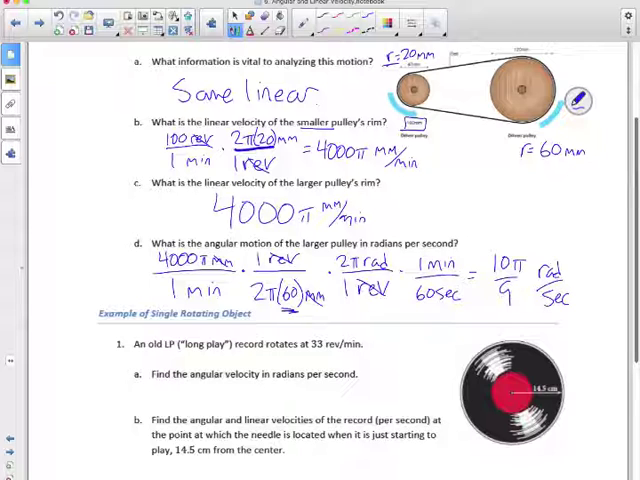So I know the larger pulley is rotating at 10 pi over 9 radians per second. It has a linear speed of 4,000 pi. I know the smaller gear also has a linear velocity of 4,000 pi. It's spinning at 100 RPM, revs per minute. I don't know what its radians per minute are or radians per second, but we could find that if we wanted to.